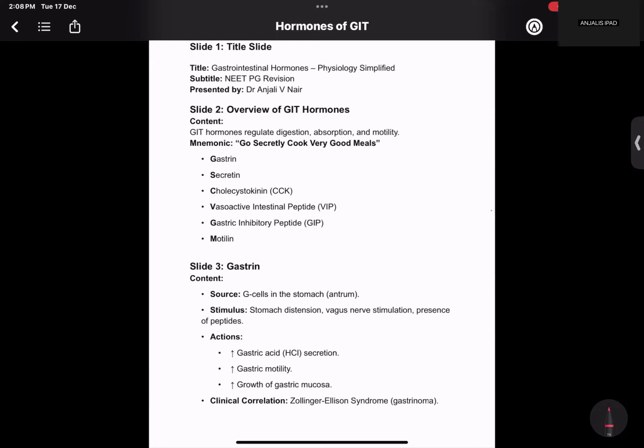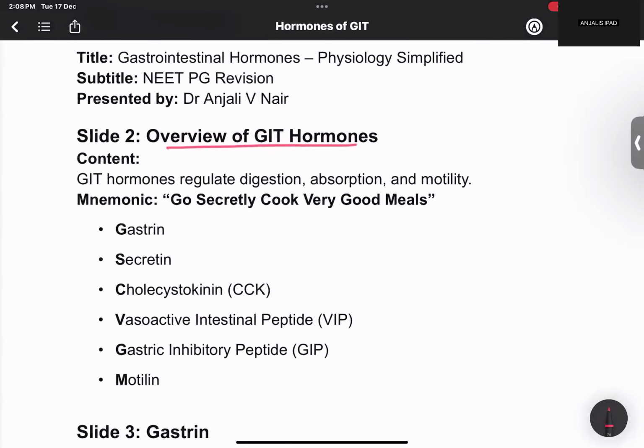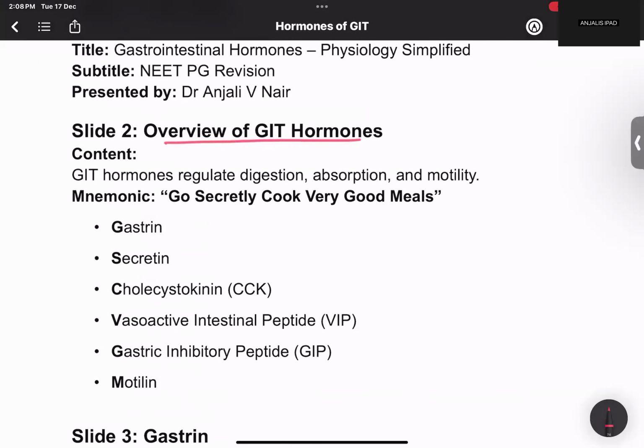Now, the first slide is the overview of GIT hormones. To begin, GIT hormones regulate digestion, absorption and motility in the gastrointestinal tract.